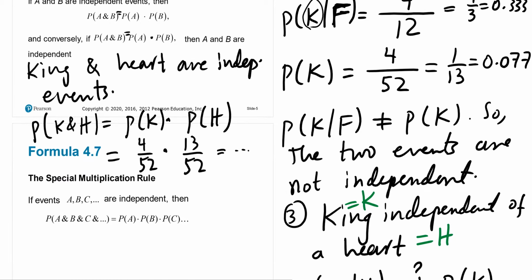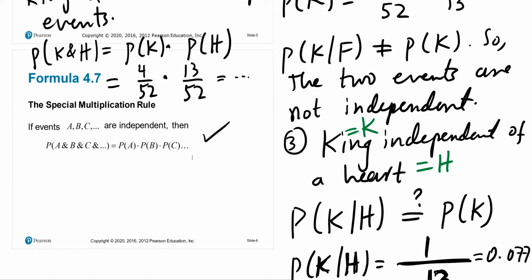That doesn't work only for 2 events, but for n number of events. You can just take the probability of A and B and C is the probability of A times the probability of B times the probability of C. So that works no matter how many events we have.